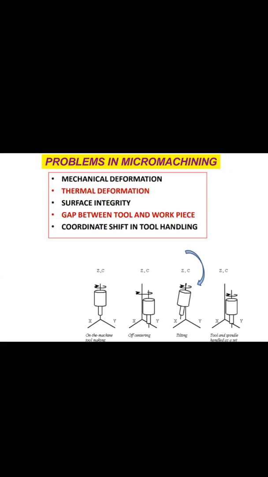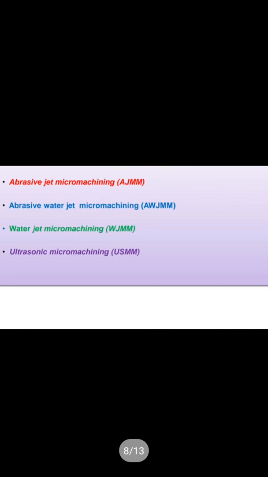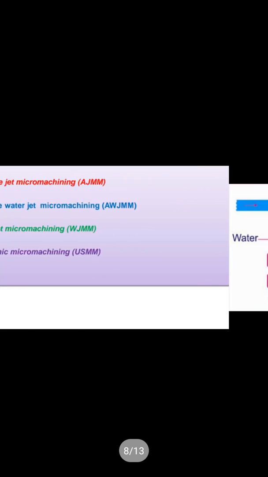Then the shift in tool handling. The tools used for micromachining are very delicate, so during handling or placing of these tools we need to take much more precautions. So this is also a problem in the micromachining process. Let's see the types of micromachining process which we are going to study. First one is abrasive jet machining, another is abrasive water jet machining, third is water jet micromachining, and ultrasonic micromachining. Today we will discuss ultrasonic micromachining in depth.